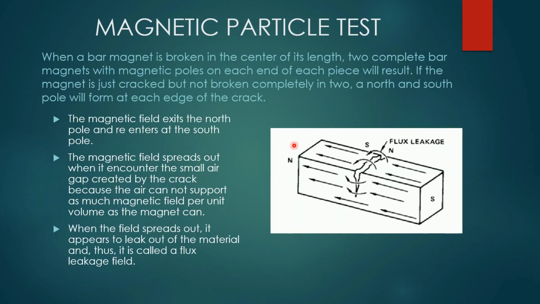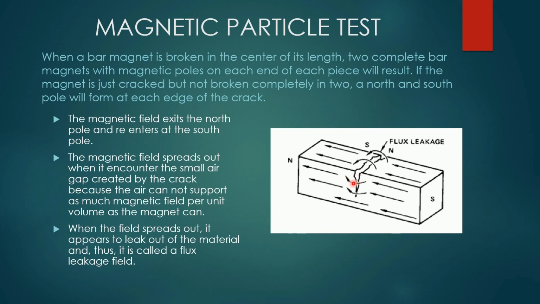So let's see the principle of that. Let's say I have a magnet over here which has a north pole and a south pole. If this bar is broken in two parts from the center, then we get two magnets with magnetic poles on each end of each piece. If the magnet is just cracked but not broken, not in two parts, just cracked up to some level, then this area will create a north and south pole at each edge of the crack.